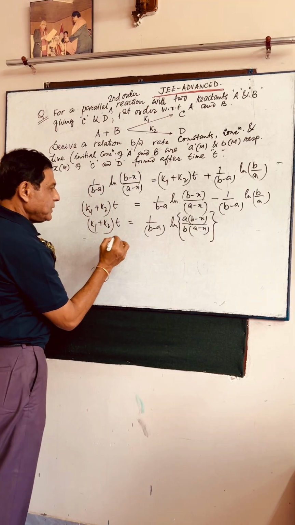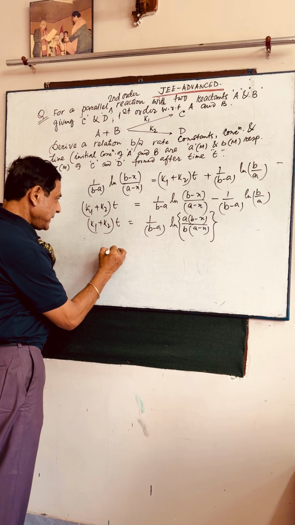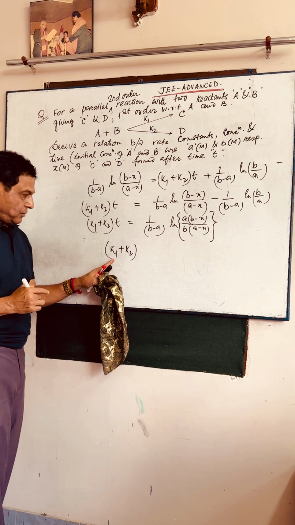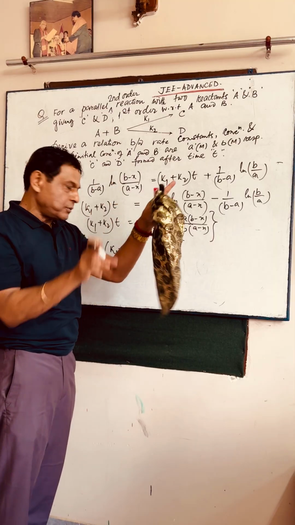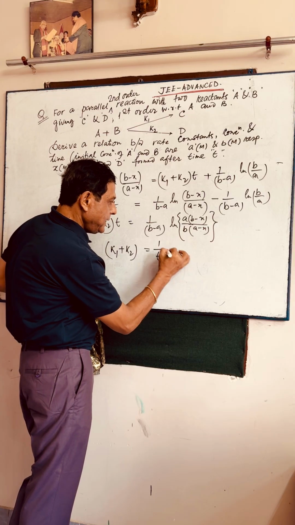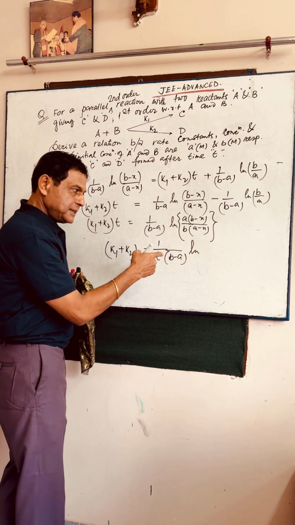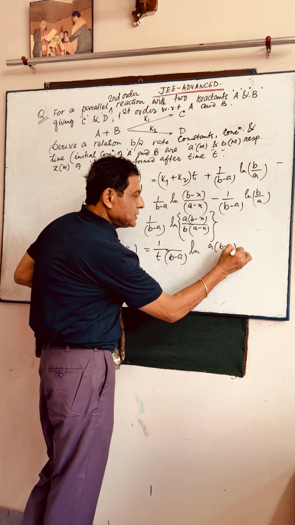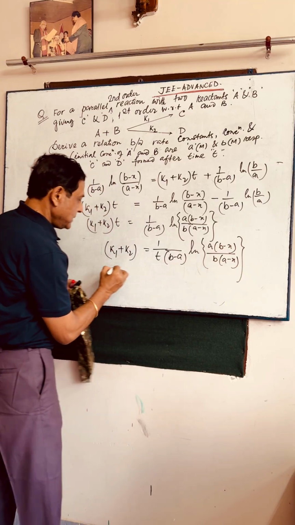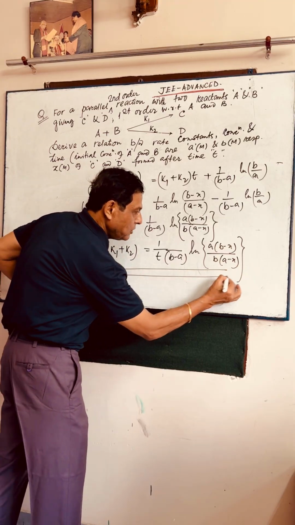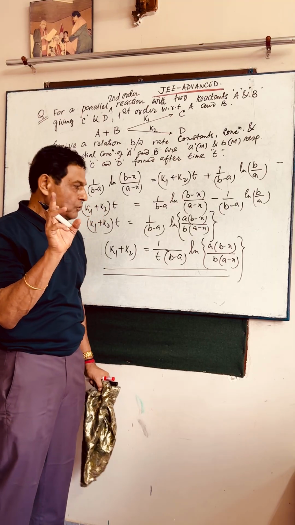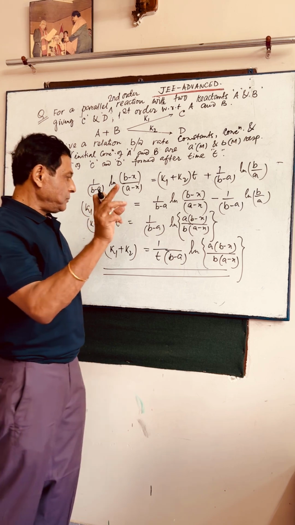So here we can write k1 plus k2. Instead of only one k, two k's are coming, k1 and k2, because two products are formed simultaneously. It is equal to 1 by t into (b minus a) ln of a into (b minus x) by b into (a minus x). This is the integrated rate law for a second order parallel reaction where more than one reactant is involved, and first order with respect to both the reactants.